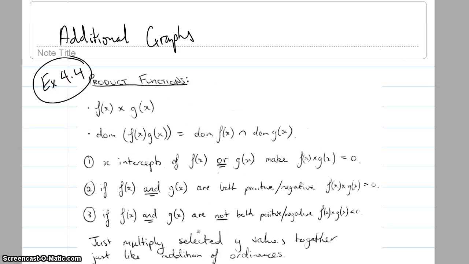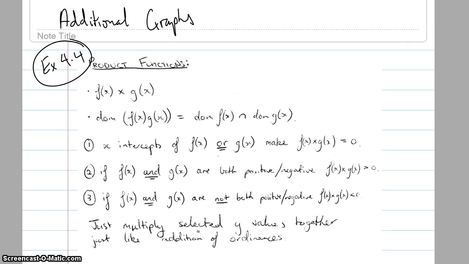Again, there's a couple of rules that I go by to help me understand what to do with this. Because we're now multiplying y values together, the same x values but multiplying the y values, anytime there's an x-intercept on either graph, f of x or g of x, where that y value is essentially 0, then when I multiply anything by 0, on my new graph I will get the y value of 0 as well. I'll show you that later.